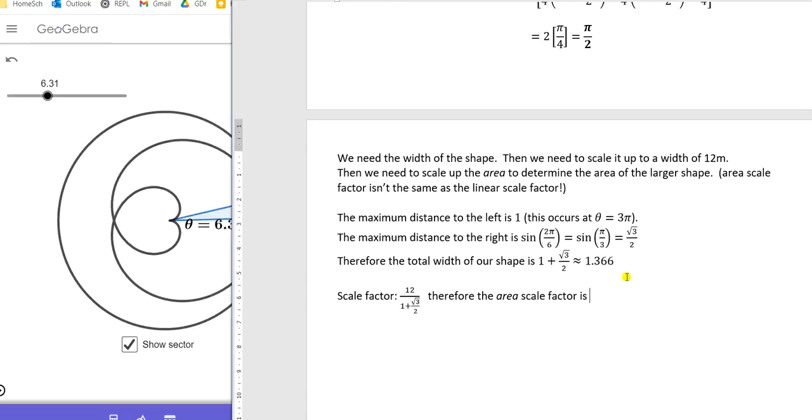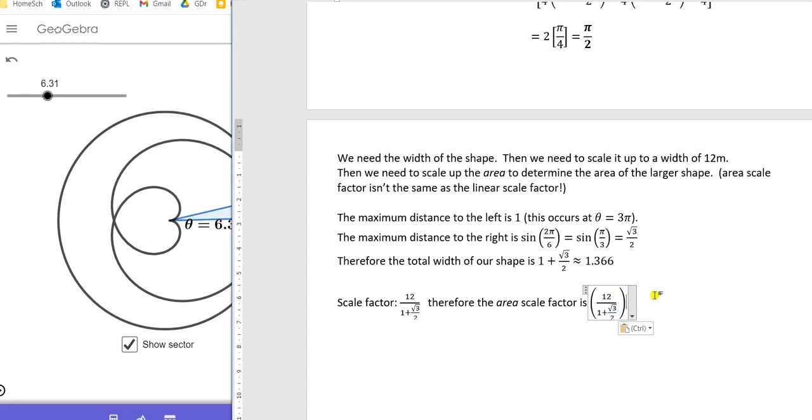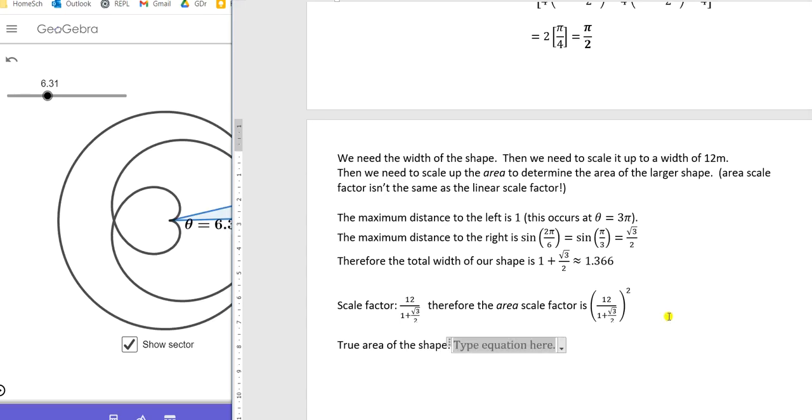That means the area scale factor we're going to get needs to be the square of this number. That's how we're going to be able to go directly from the area we've calculated of pi by 2 all the way to the true area. True area of the shape is going to be pi by 2 multiplied by our area scale factor.